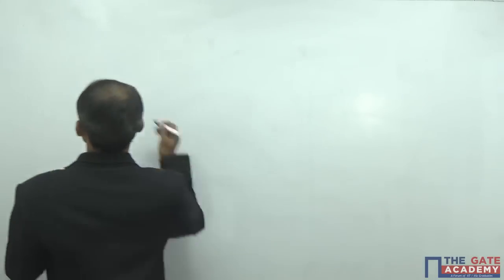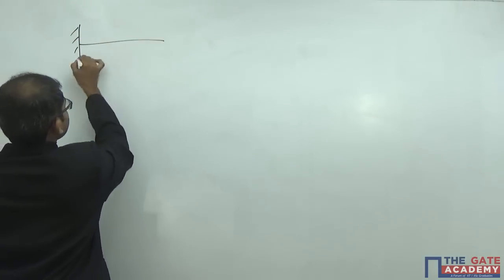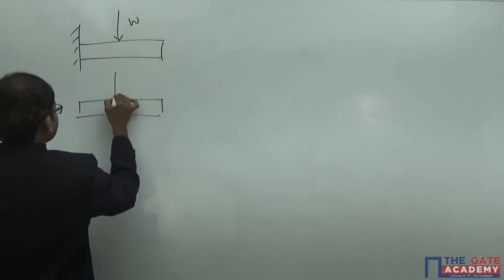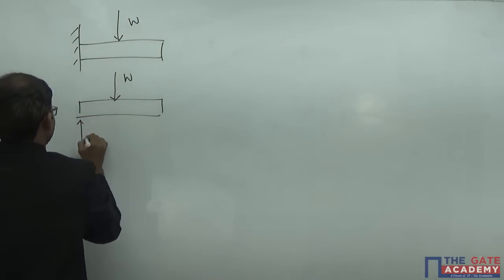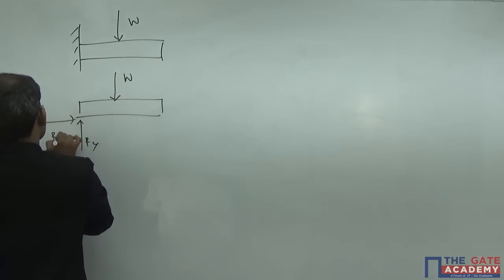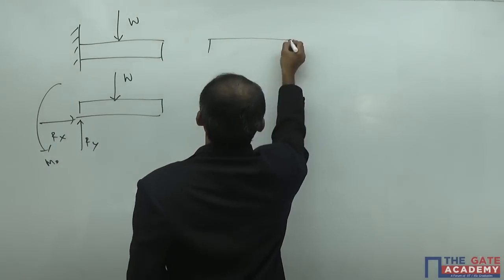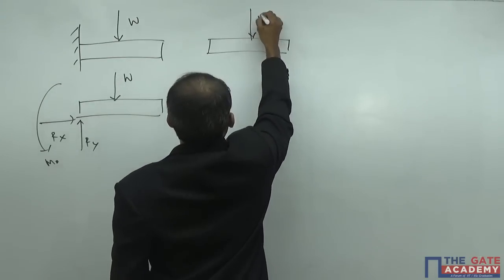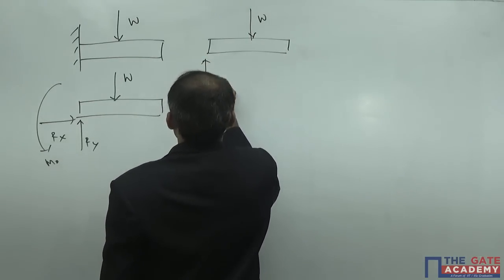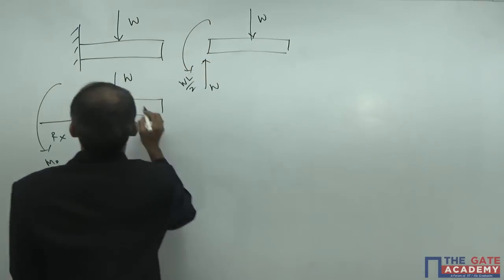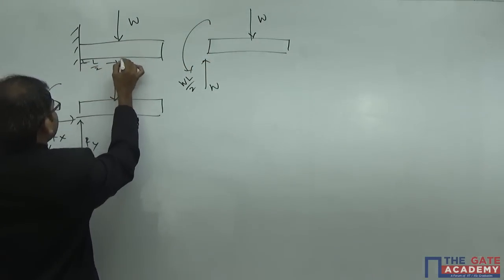The next example is a cantilever beam having a point load in the middle. For this one also, if you draw the free body diagram, you'll get like this. W, Ry, Rx and M0. If you solve for the equilibrium equations, you will get like this. It is W, here it is Ry. Ry will come as W and again M0 will come as WL by 2. This will be acting at a distance of L by 2.